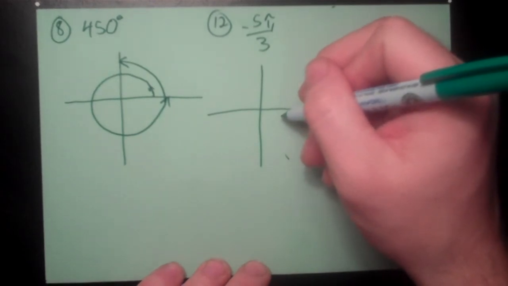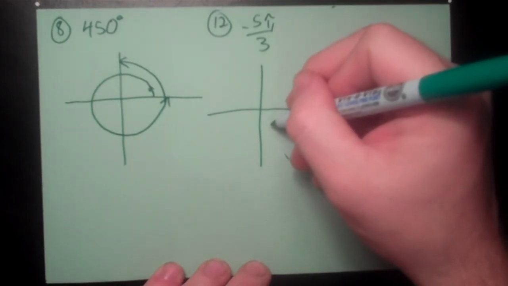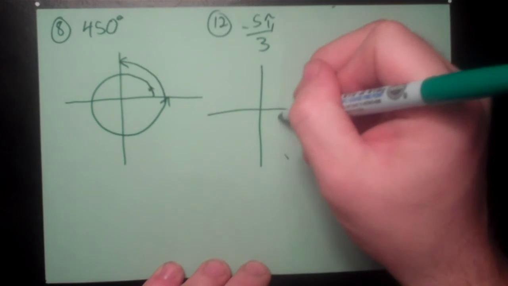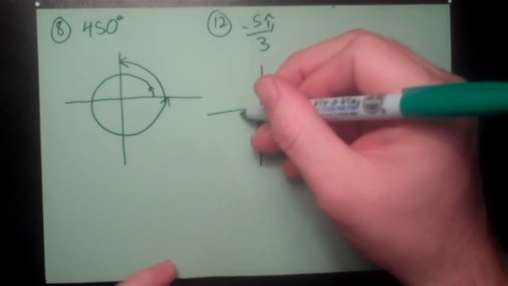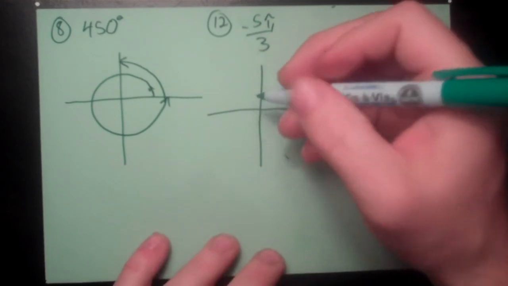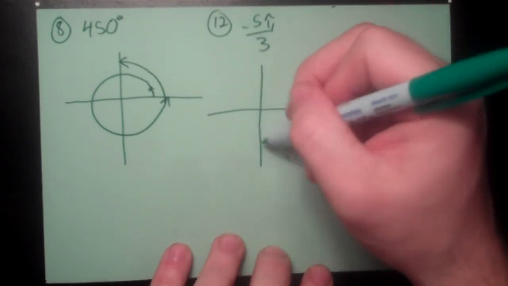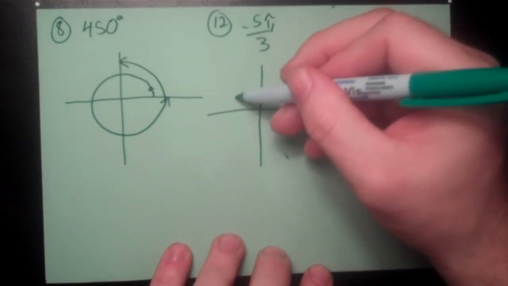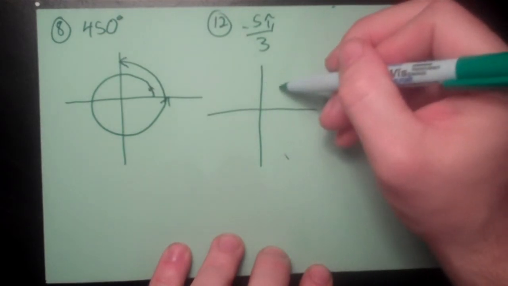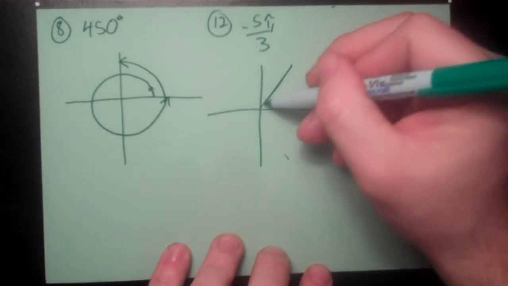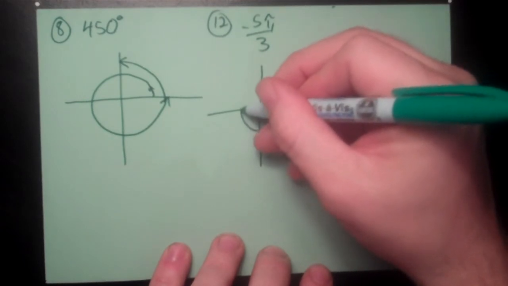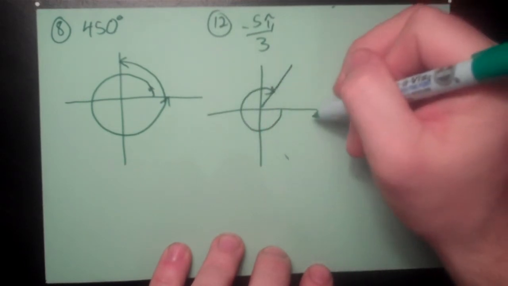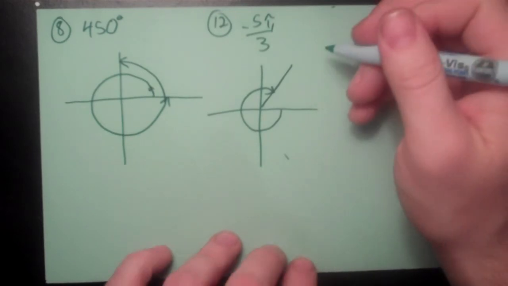Okay. So we could count by pi over 3s. Here's one of them. 2 of them would be the same as 120 degrees. 3 of them would be the same as 180 degrees. Pi radians. Halfway around the circle is pi radians. But that's 3 pi over 3, 4 pi over 3, 5 pi over 3. Learn how to count by pi over 3s and pi over 4s and so on. So this comes in the negative direction all the way around. There's negative 5 pi over 3.